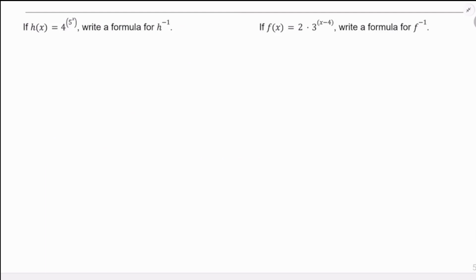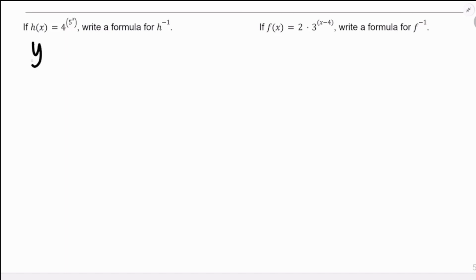All right, now here's one. If h of x, this is an interesting one, equals 4 to the 5 to the x, that's going to be a function that grows really fast. There might be some way you can simplify it, but I'm really not sure that there is. I haven't really thought about this all that much. Write a formula for h inverse. We're just going to solve for this one faithfully.